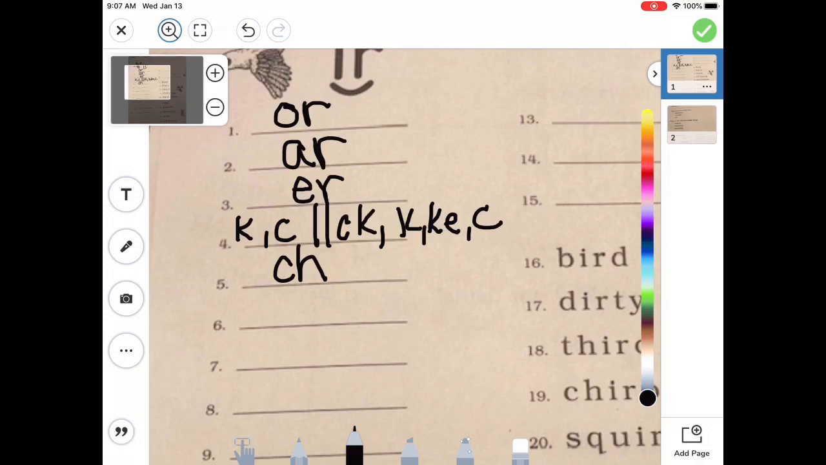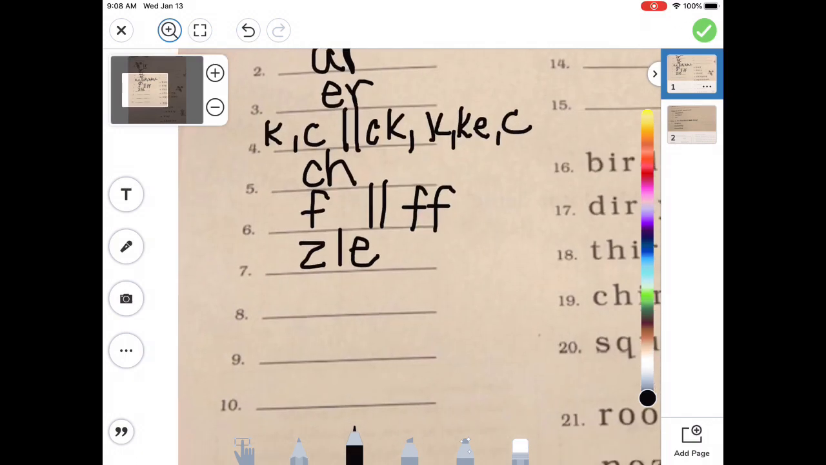All right, on number 6, the F sound. That's right, it's F, but then at the end of some words, when you spell that F sound, sometimes you have to put that double F, remember? Like after a short vowel, like in buff, you would put that double F. Okay, how about this sound? Zul, zul. How do I spell that? That's right. Final syllable, Z-L-E, for that zul sound.